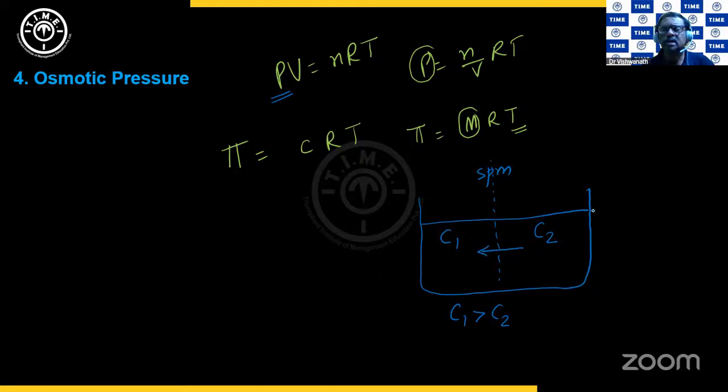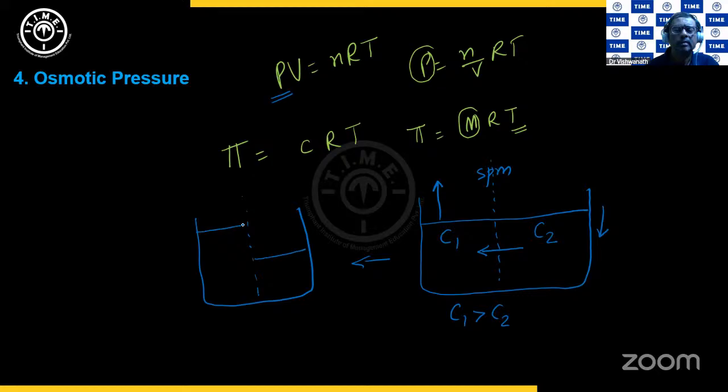As the solvent passes, there is a decrease in the height of the more solvent side, and there is an increase in the height of the less solvent side. So ultimately what will happen after some time is the levels won't be the same. Semi-permeable membrane, this has come down and that has increased there. And let us say that this gap is H, right? This is C2, this is C1, right?